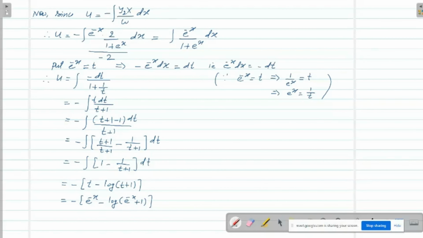Now let us go to the next page. Now we find v. The formula for v is the integration of y1 x divided by w dx. Just substitute all the values. y1 is e raised to x, and x is 2 upon 1 plus e raised to x, divided by w. W means the Wronskian function, which is minus 2, and dx.